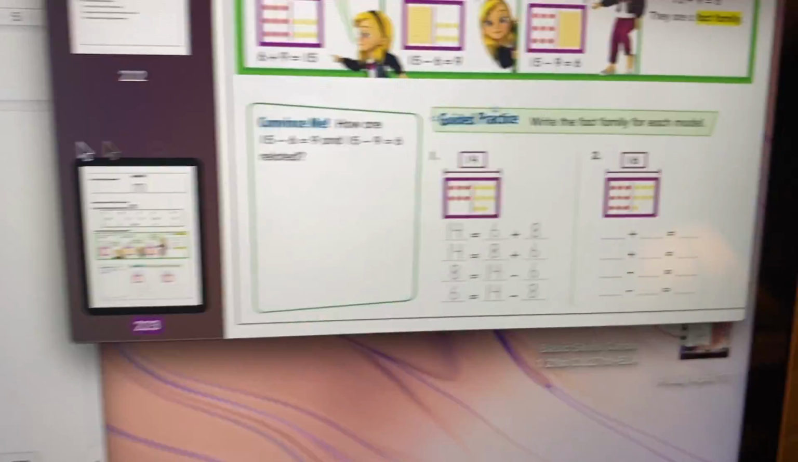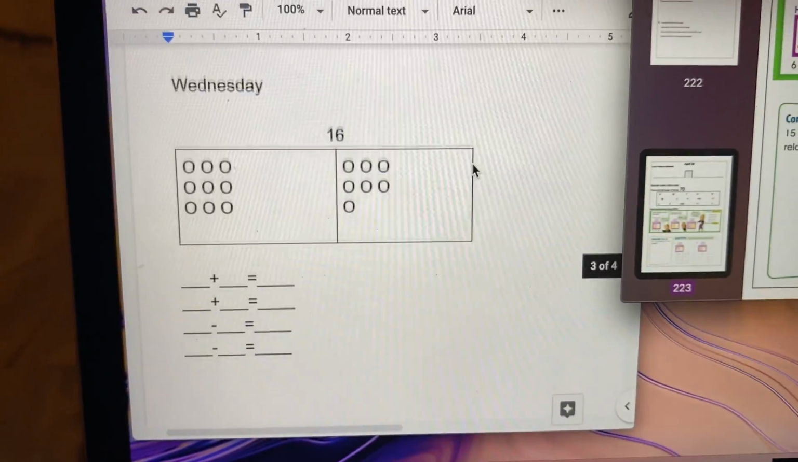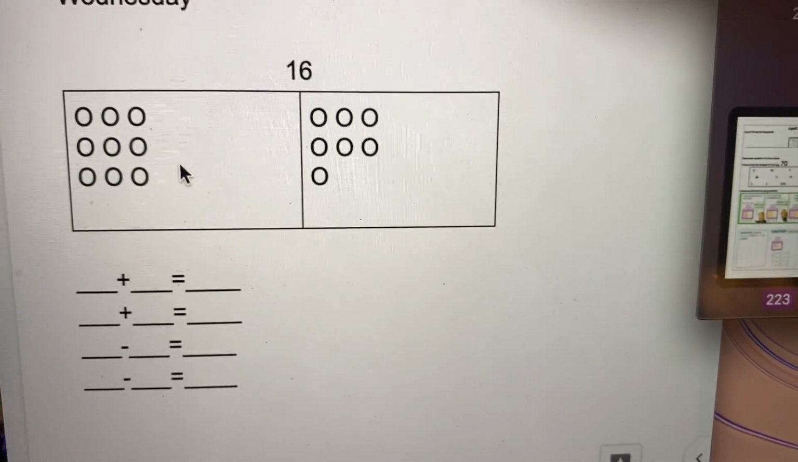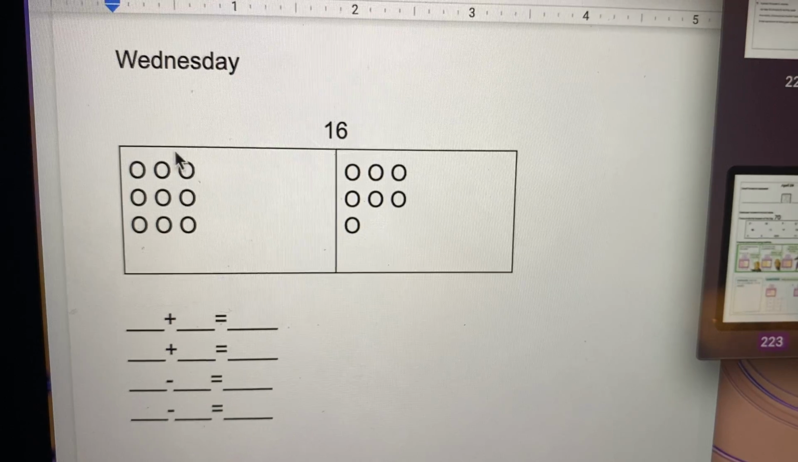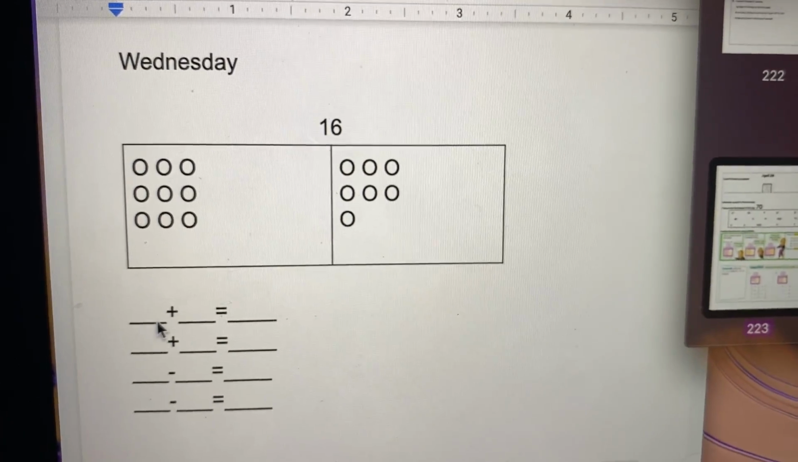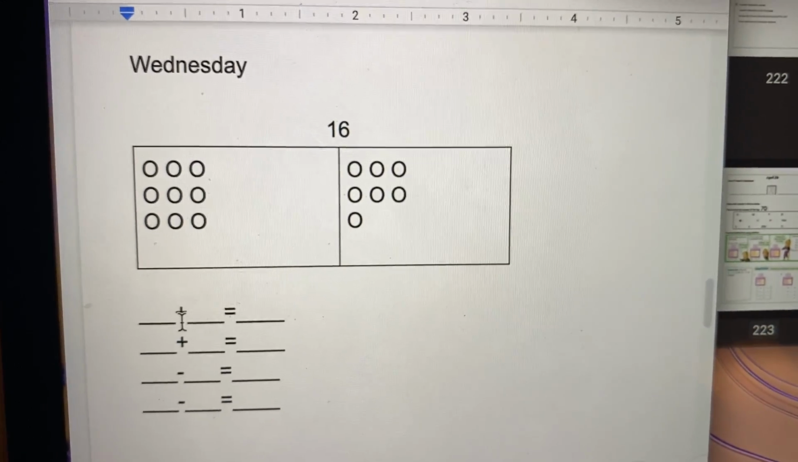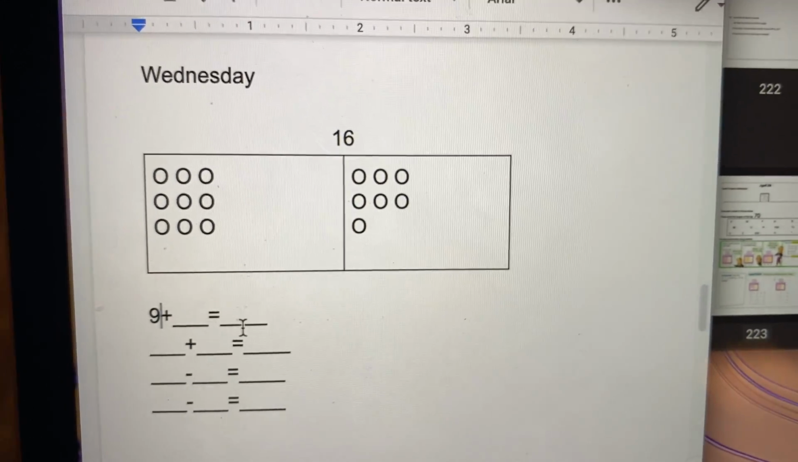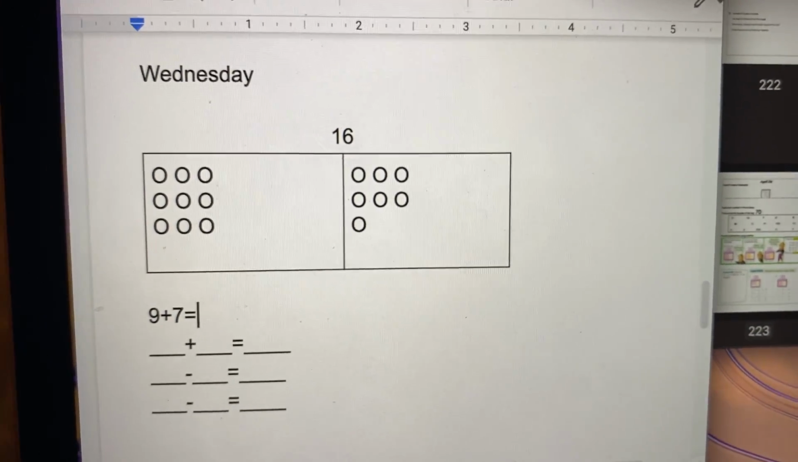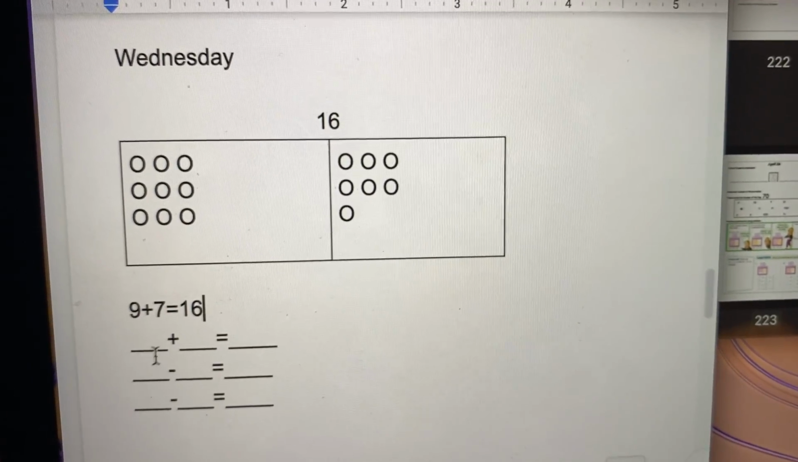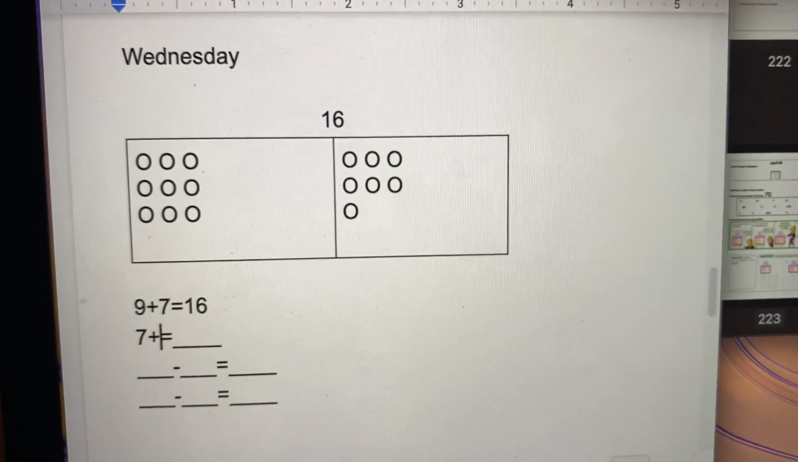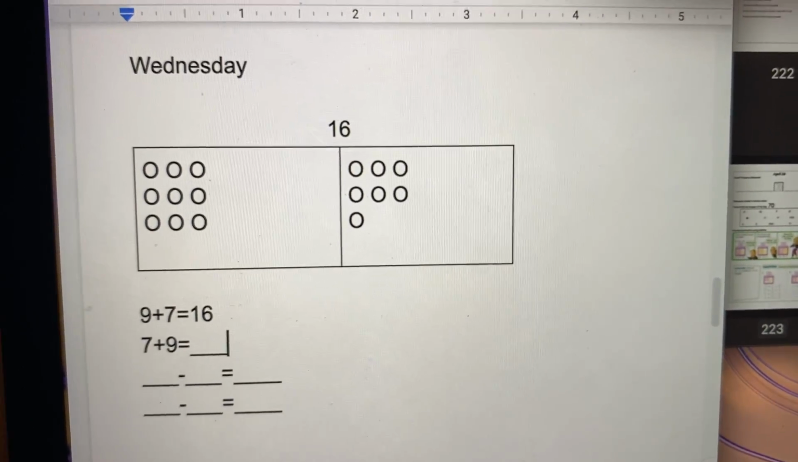We are going to do one together. We're going to do number 2. So I have my part whole situation. I have 16, and then I have 9 and 7. So we're going to start with our addition facts. If I have 9 and I have 7 more, I know my first addition problem is going to be 9 plus 7, and that's going to give me 16. And I know that with addition, I can just flip those facts around. It's called a turnaround fact. So 7 plus 9 also equals 16.